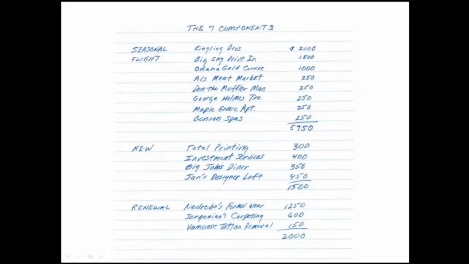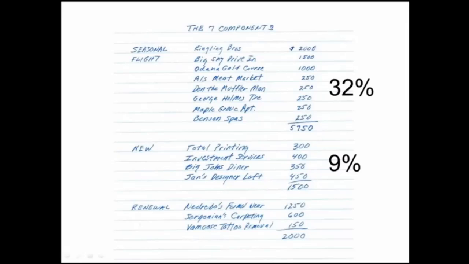Here are the other 4 components. Let's just, we've got 32% of our business is seasonal and flight business. I got the circus came to town, the drive-in movie is going to close because it's winter. I got the golf course closing on me. Then we sold that $250 package, and that brought down my average, but we sold a bunch of new business for these little guys and $250. And I got the new accounts. 9% of my business was brand new business. Total printing, investment services, I did $1,500 in brand new business.